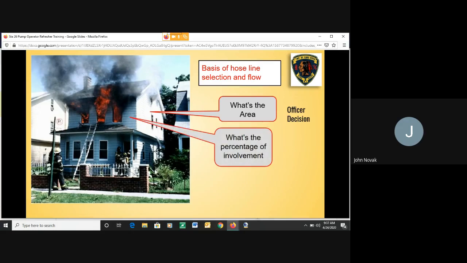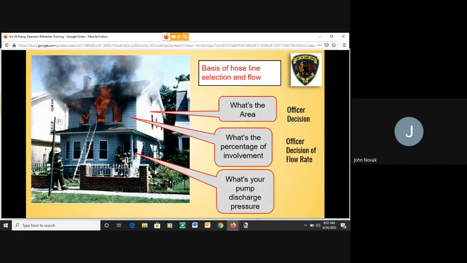So then, what's the percentage of involvement? Take a look at this. Maybe more than 25%. Again, who makes that call? Officer decision on flow rate. He's going to tell the pump operator, the chauffeur, as we like to use the term chauffeur, what line we're going to be pulling. He's going to tell the crew which line we're going to pull. We're going to pull 1.5 inches, excuse me, 1.75 inches. I was dating myself with the 1.5 inches. 1.75 inches, or 2.5, or maybe we're using a deck gun or a blitz fire. So officer decision on flow rate.